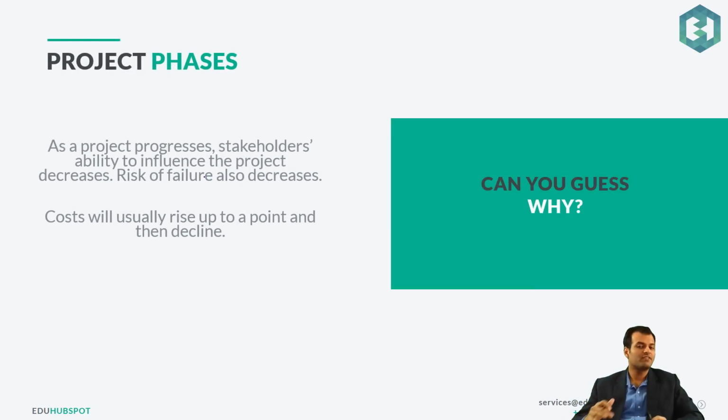Then project phases. The entire project is actually divided into phases. Like for example, as the project progresses, stakeholders' ability to influence the project decreases. So what happens in the beginning, stakeholders are a little confused. They are a little concerned that what if this course is not what they're looking for. So they will try to give more and more requirements in the beginning. They'll say, Varun, why don't we do something like this? Varun, why don't we do it a little differently?